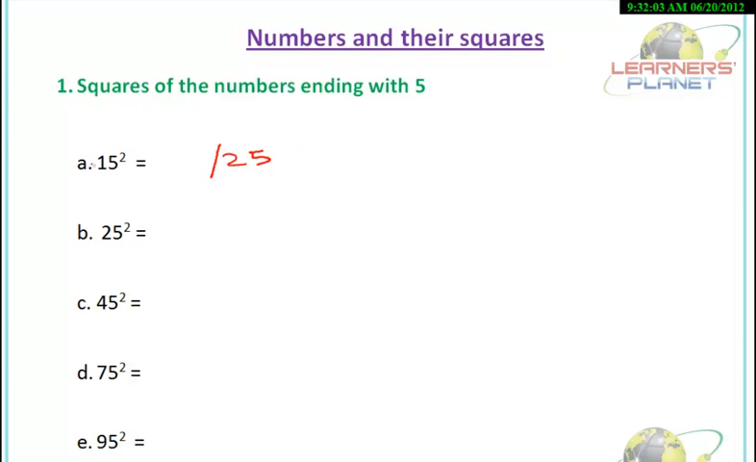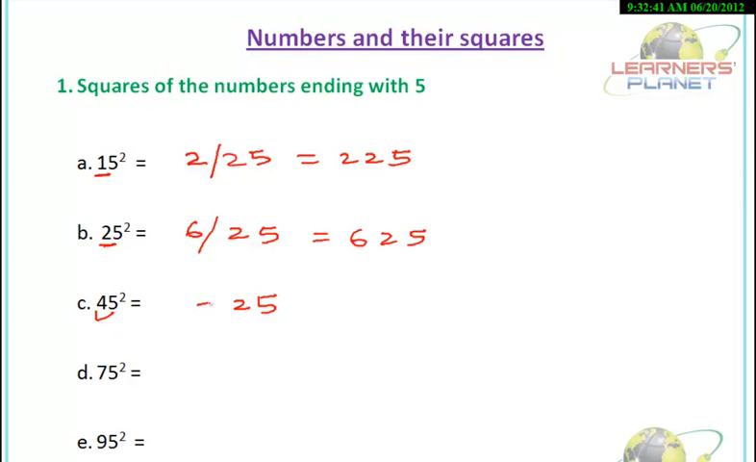Now for the first number, we are having 1 over here, then you just multiply 1 to its next number, that is 2. So 1 into 2 is 2. Just write here as it is. So the 15 square is 225. Okay, similarly, first of all, 5 square is 25, then multiply 2 to its next number, that is 3. 2 into 3 is 6, that is 625. Similarly, 45 square, write 25 as it is, then 4 into its next number, that is 5.